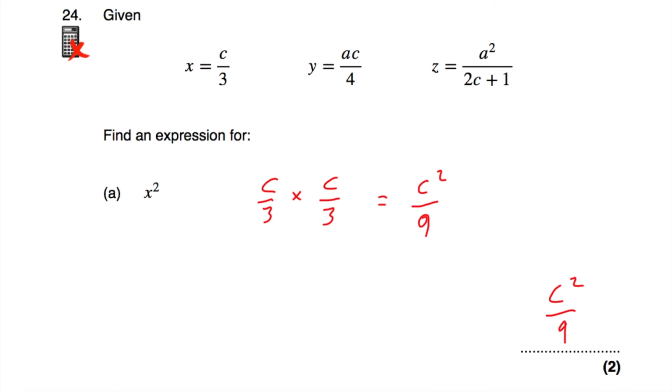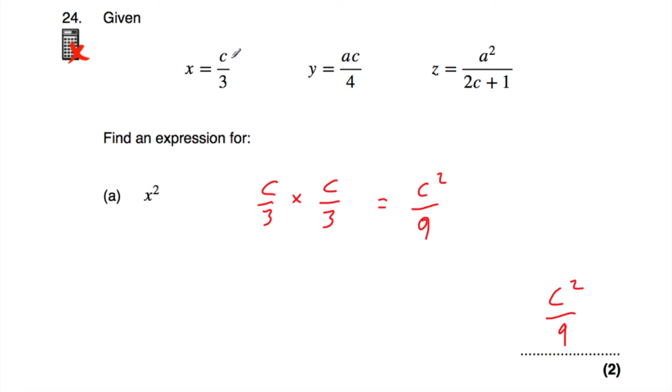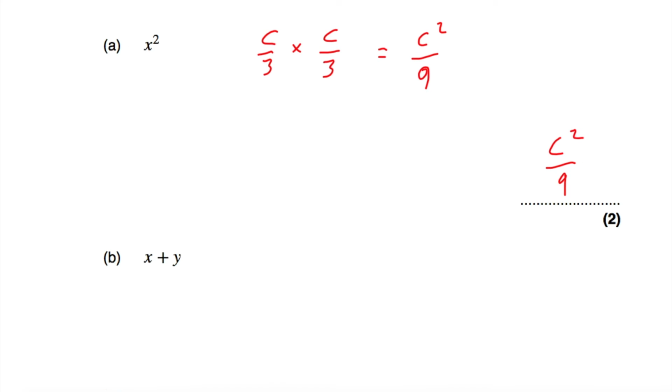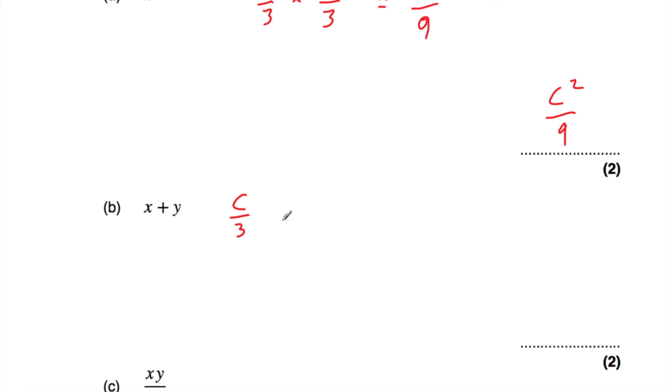Okay, next, part B. Part B says x plus y. So that's c over 3 plus ac over 4. So let's write that down. We want to add together these two algebraic fractions, so we want to get a common denominator. With 3 and 4, I'm thinking 12. So 12 and 12 and a plus sign.